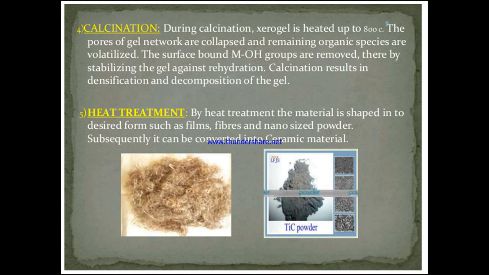By heat treatment, the material is shaped into the desired form such as film, fibers, or nano-sized powder. Subsequently it can be converted into ceramic material. You can see here the first figure, which indicates the fibers, and the next figure, which indicates the nanoparticle powder that we are going to see.